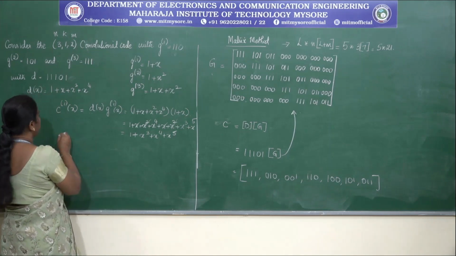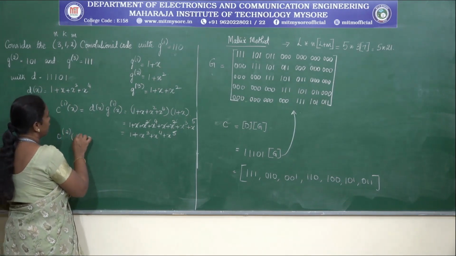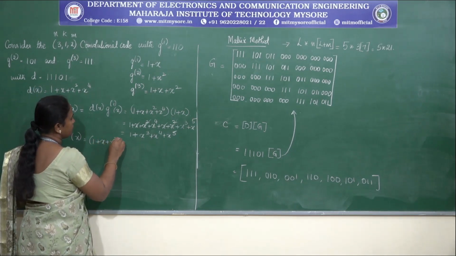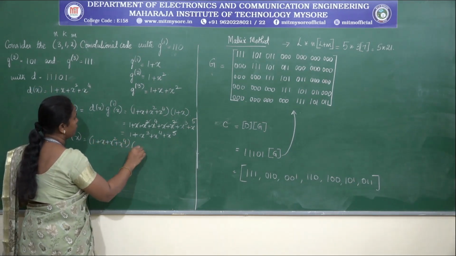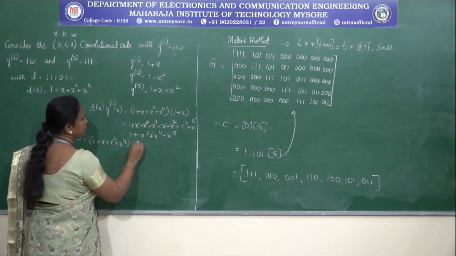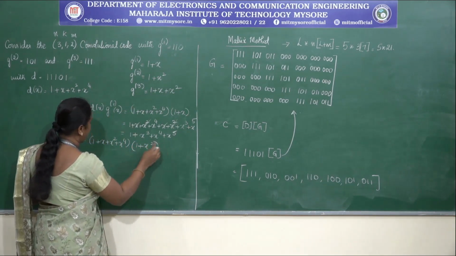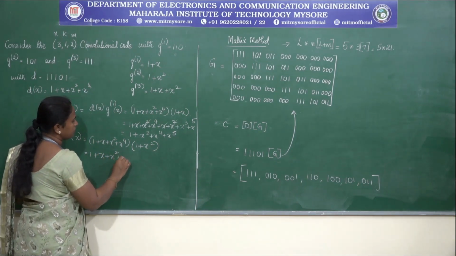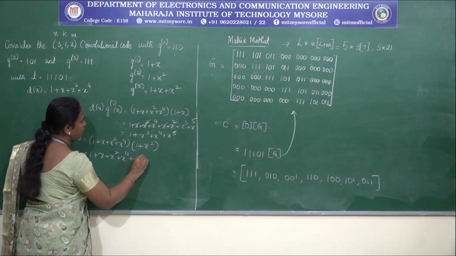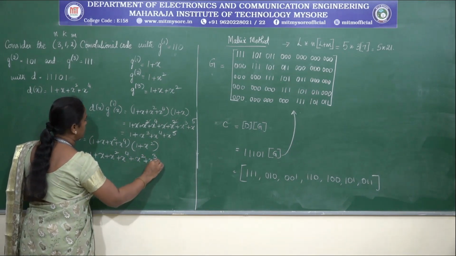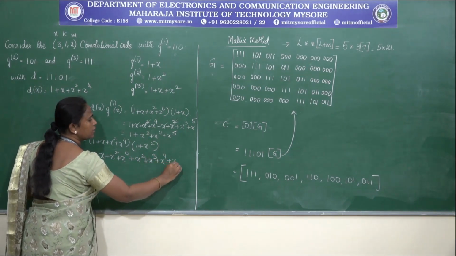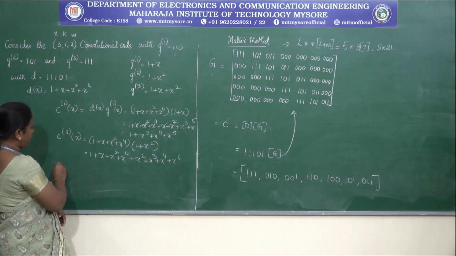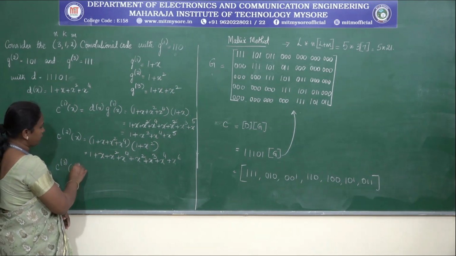Now, similarly we need to find what is your C2 of x. So C2 of x is 1 plus x square, x to the power of 4 into G2 of x. So it is 1 plus x square. So you are going to get 1 plus x square, x to the power of 4, x square, x3, x4 plus x6.